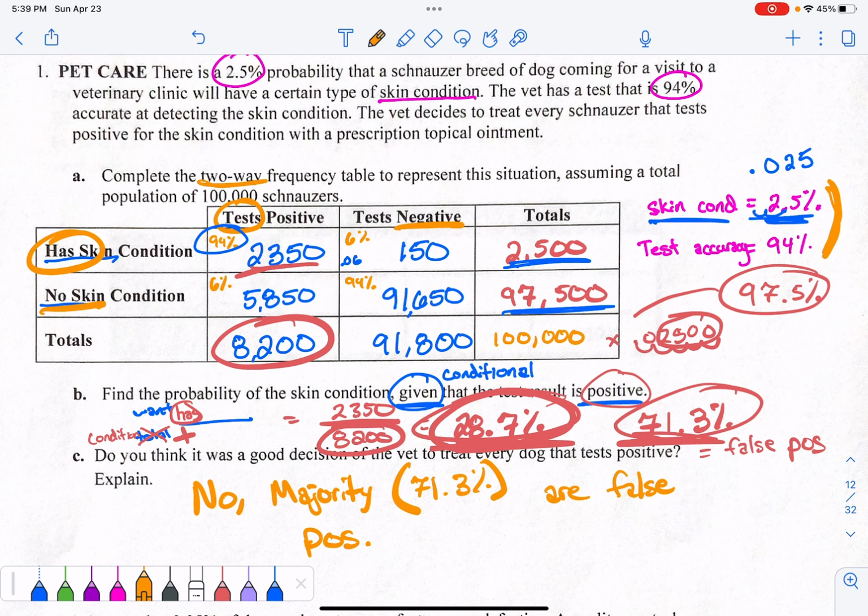I'm going to say, test them again for the skin condition to make sure that result is not a false positive. Because when you test them again, the chances of getting 2 false positives in a row go down significantly. Okay. So that's kind of how that works.